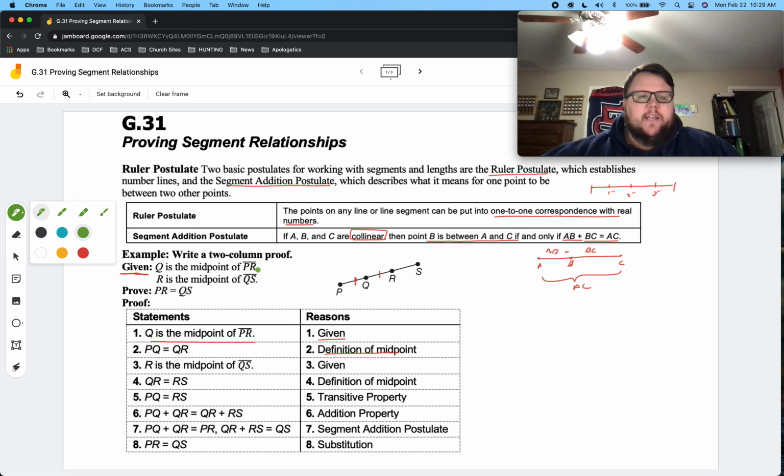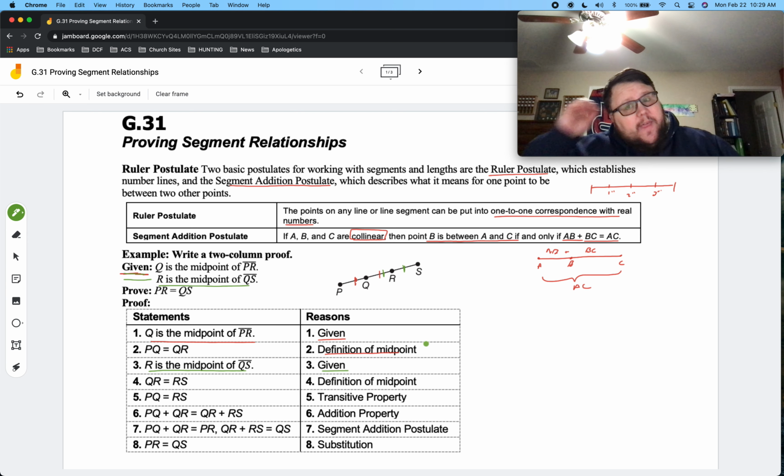I'm going to change the color here. Now we're going to write R is the midpoint of QS. How do we know? Well, that is given. So that's our reason, we put given. Now, R is the midpoint of QS, so that means QR is equal to RS. How do we know that? Because that is the definition of a midpoint. It's the same thing that we have. That would mean that QR equals RS, the definition of a midpoint.